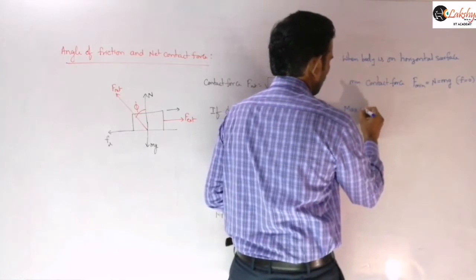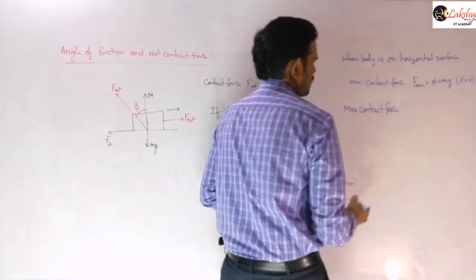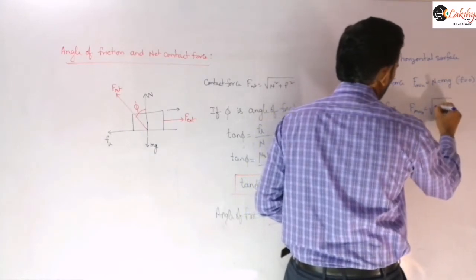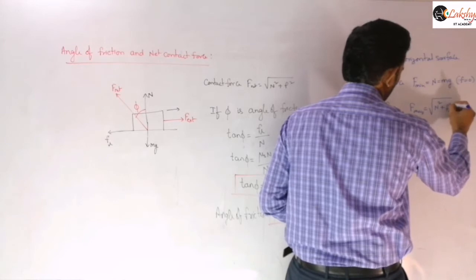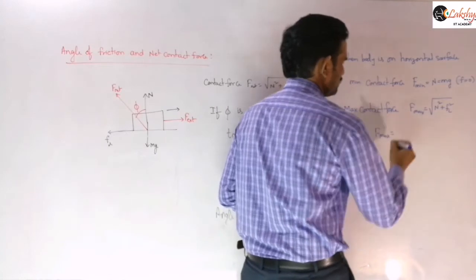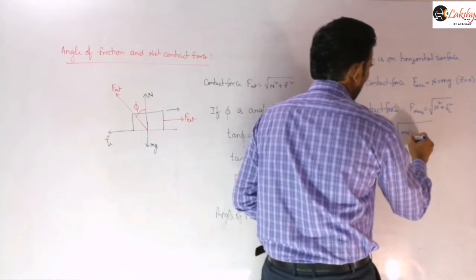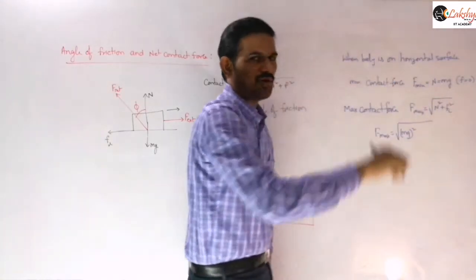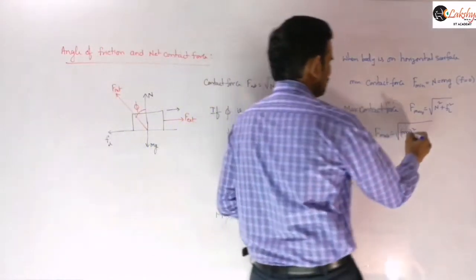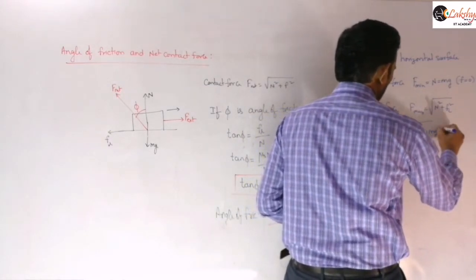So the maximum contact force F max is equal to under root of N square plus FL square. Therefore F max is equal to N square, where N is nothing but mg, whole square. I mentioned already the body is on the horizontal surface. So when the body is on the horizontal surface, normal reaction is nothing but mg. And so here this value is (mu N) which is (mu mg) whole square.